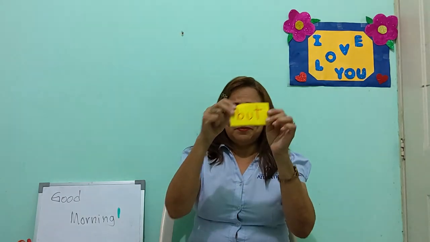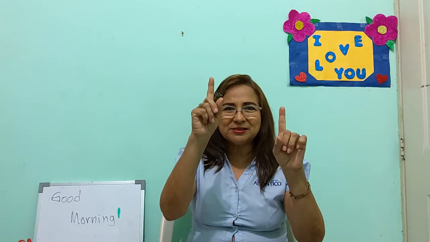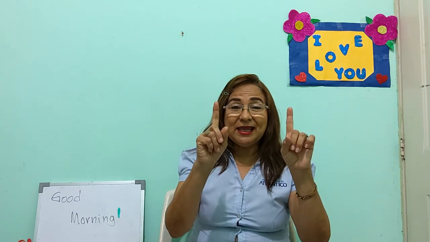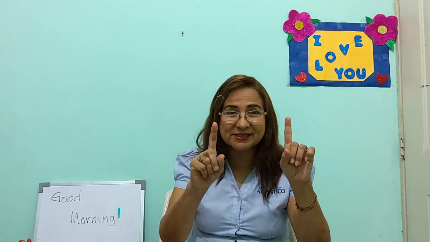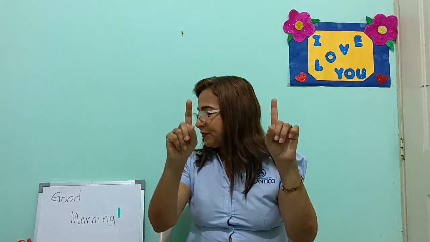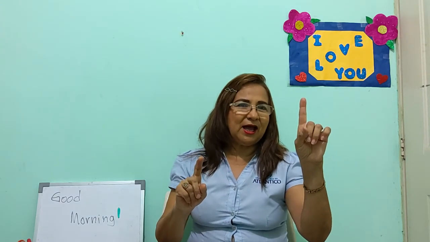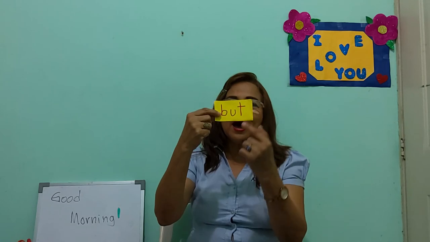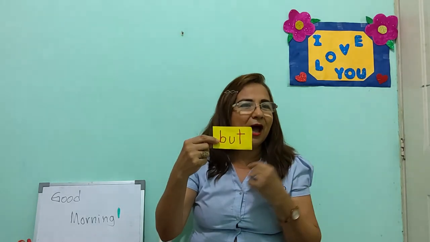For example, the girl likes pizza, but she doesn't like hamburgers. So we have two ideas, pizza and hamburgers. But the first sentence is that she likes something in positive. And the second sentence is that she doesn't like something. So this sentence is in positive and the other one is in negative. So instead of saying she likes pizza, she doesn't like hamburgers, we put the two sentences together, we connect them with but, and we say, she likes pizza, but she doesn't like hamburgers.